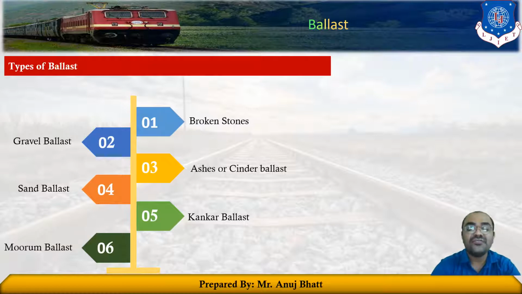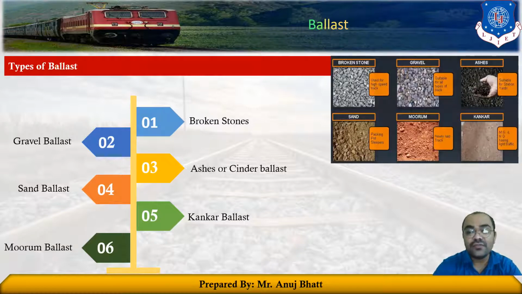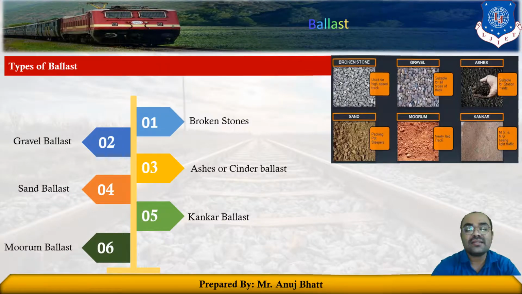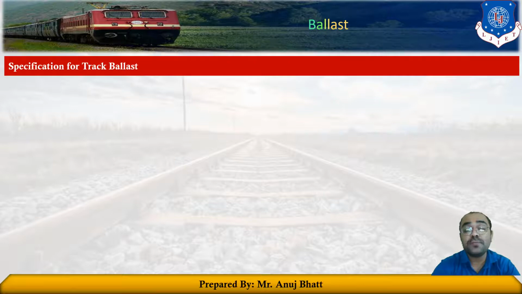So these are six different types of ballast that we can use. These are the materials that we have already discussed: broken stones, gravel, ashes, sand, muram, and conker. Talking about the Indian Railway, broken stones and gravel are the most commonly used ballast. Now let's discuss another topic, that is the specification for the track ballast.